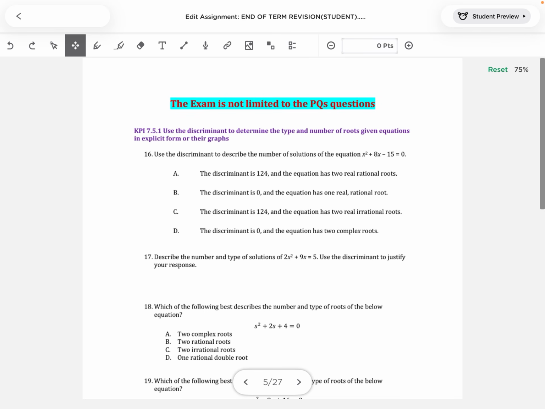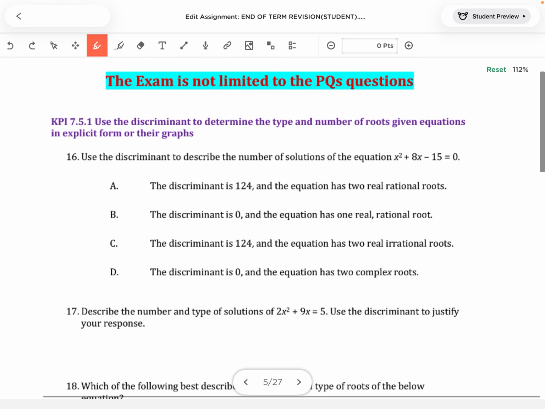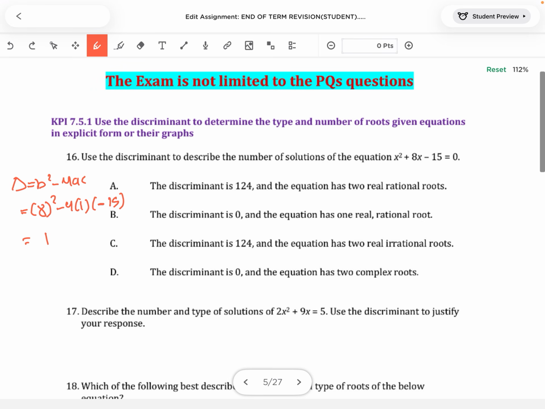Let us see this question. Describe the discriminant. Use the discriminant to describe the number of solutions. So the discriminant, again, b squared minus 4ac. So it will be 8 squared minus 4 times 1 times -15, to be 124. So these two choices are not correct. Now, part A says the equation has two real rational roots, and C that has two real irrational roots.